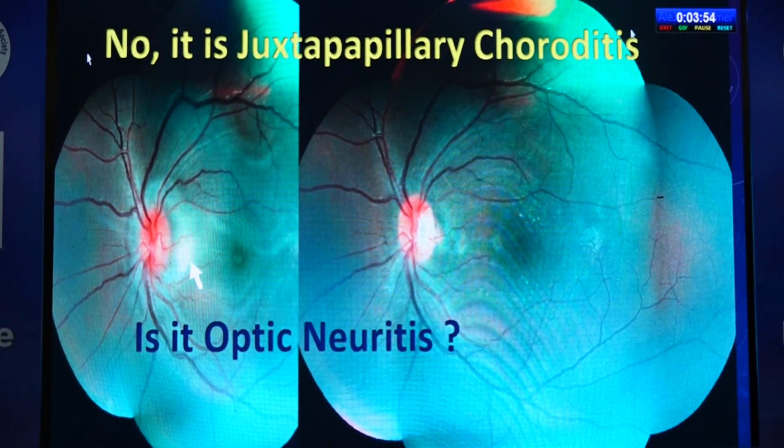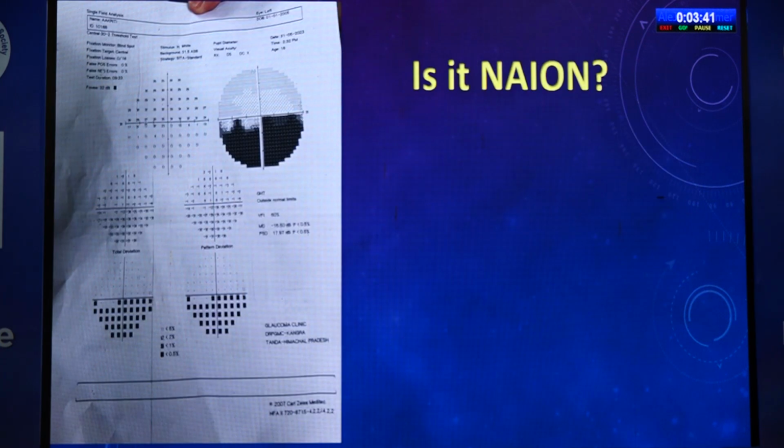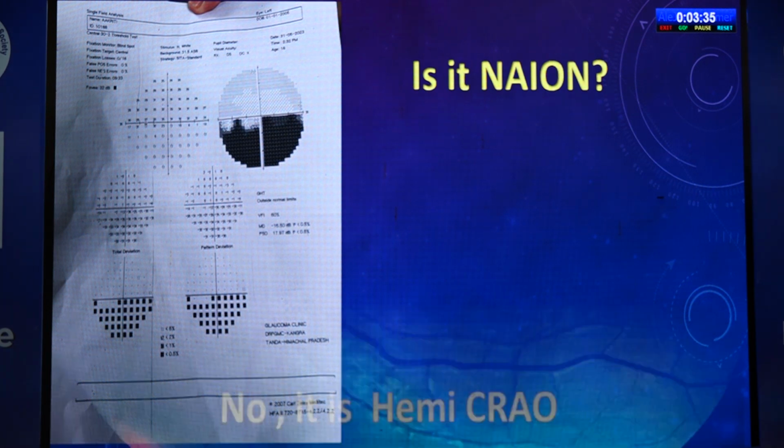So this was a case of juxtapapillary choroiditis with neuritis. Now, this patient was presented to my resident with the history that she cannot see the stairs while walking downwards, and so my resident investigated the visual fields and found there was an inferior altitudinal field defect and brought this patient to me as a case of NAION, possibly NAION.